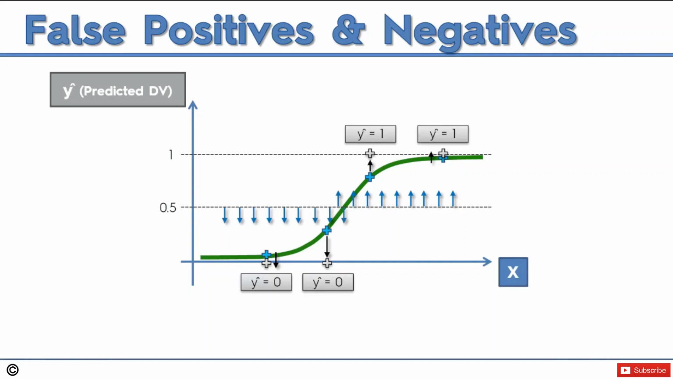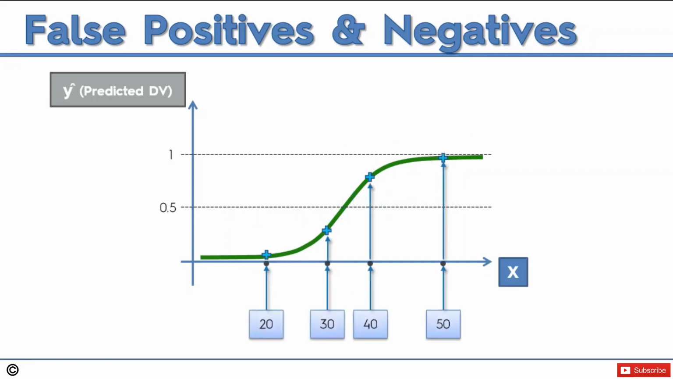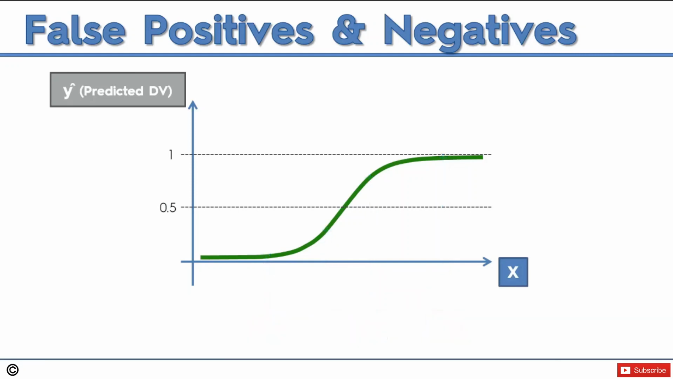Now let's take a step back. Where did we get these 4 values from? We took 4 random values of the independent variable, and we just had a look at what would happen to them, how we would use the logistic regression function to ascertain what probability they have and what y hat values they have.